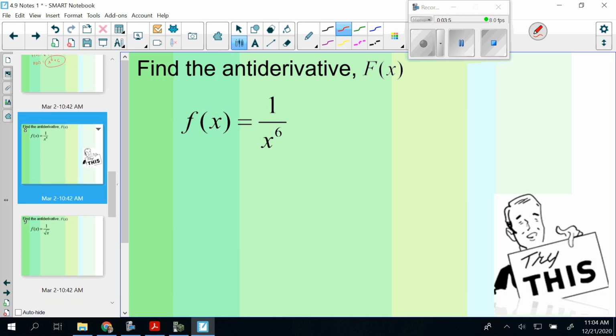All right, let's again have you pause the video and try this one out and see what you can do. One hint, you might want to write this one differently first before you attempt the antiderivative.